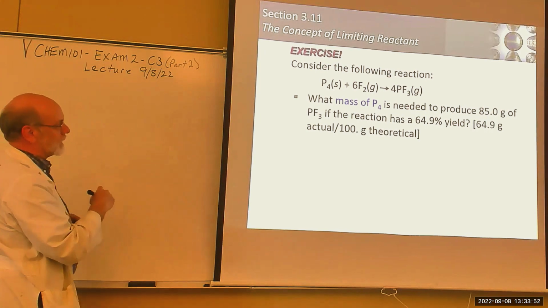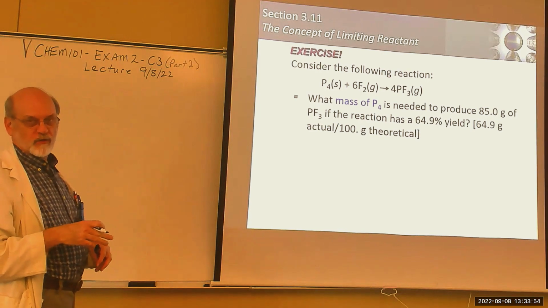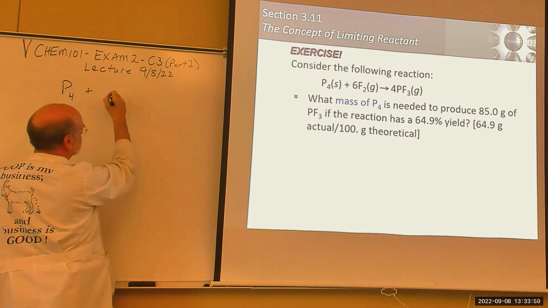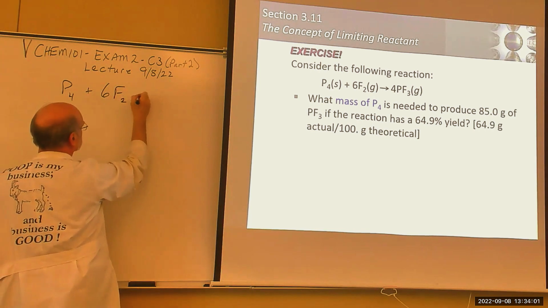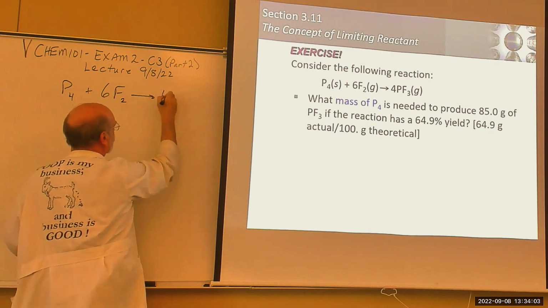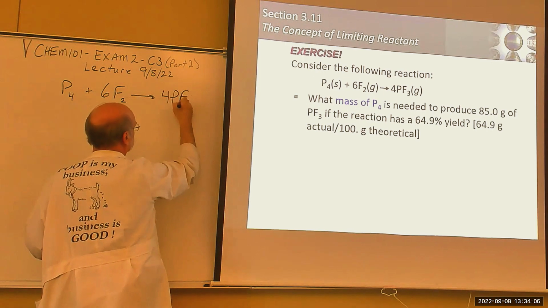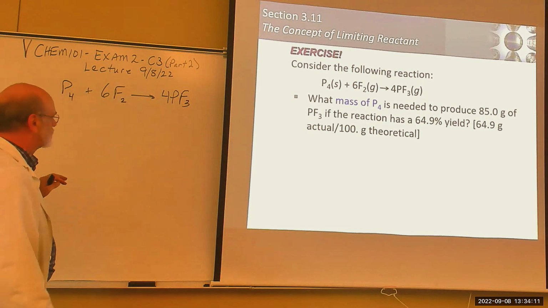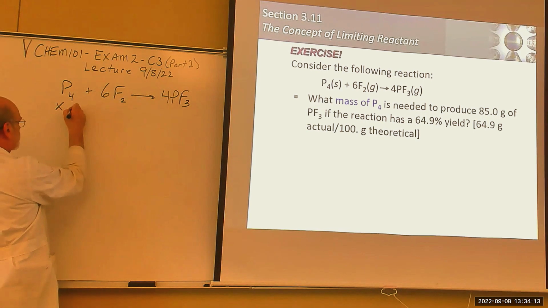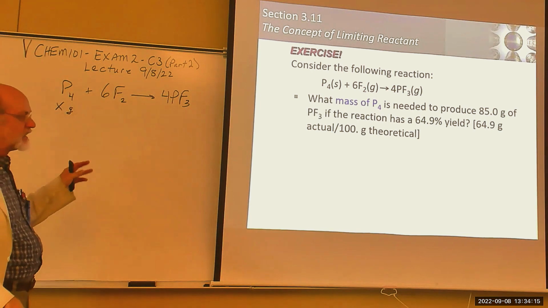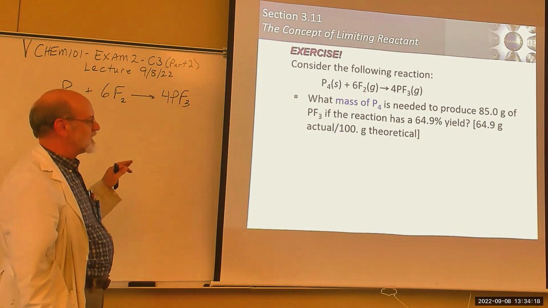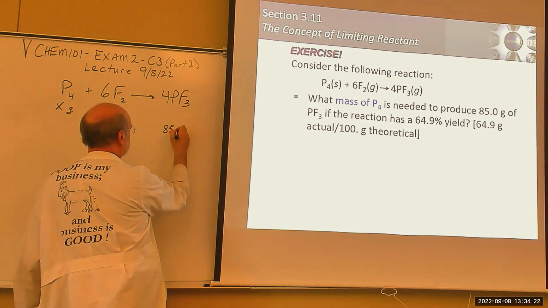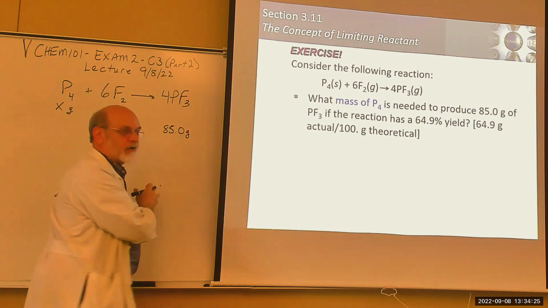So here's our equation, and they've been kind enough to balance it for us already. So we have P4 and 6 F2 yield 4 PF3. Okay. What mass of P4 is needed? So many grams of P4 is needed to produce 85 grams of PF3. So we want 85 grams guaranteed.